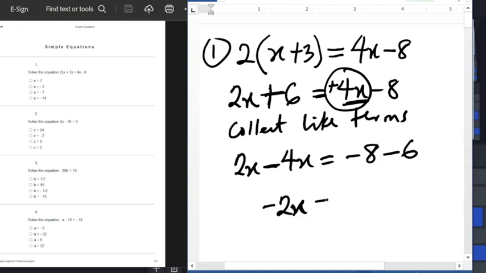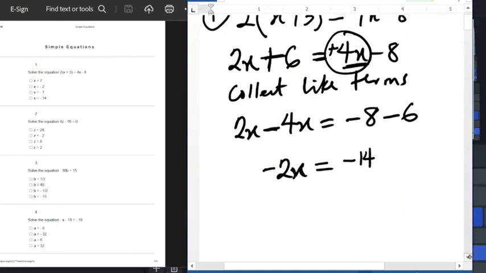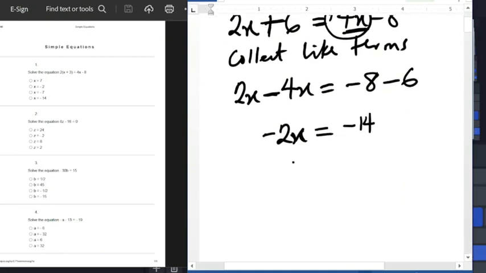So equals to minus 8 minus 4. These are a set of negative numbers. With a set of negative numbers, you are expected to add them together and put negative in front of your answer. So that will give us minus 14.